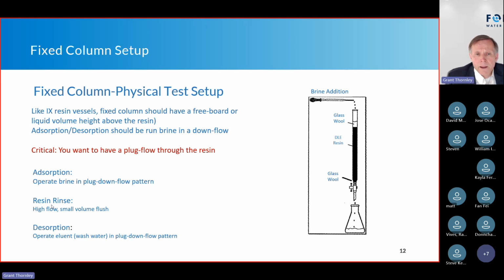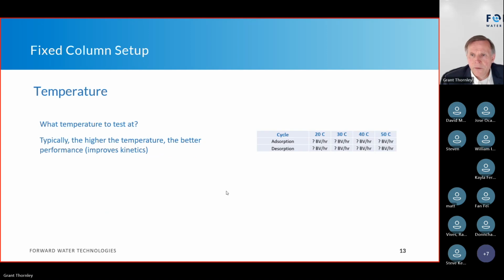So, your resin rinse water, with some variabilities to it. Typically, if it's a plug flow, my resin rinse or displacement cycle is by definition this: I've loaded this up with brine, and now I want to displace all the brine out of there before I start my desorption cycle or wash water. So, just getting into the variabilities now.